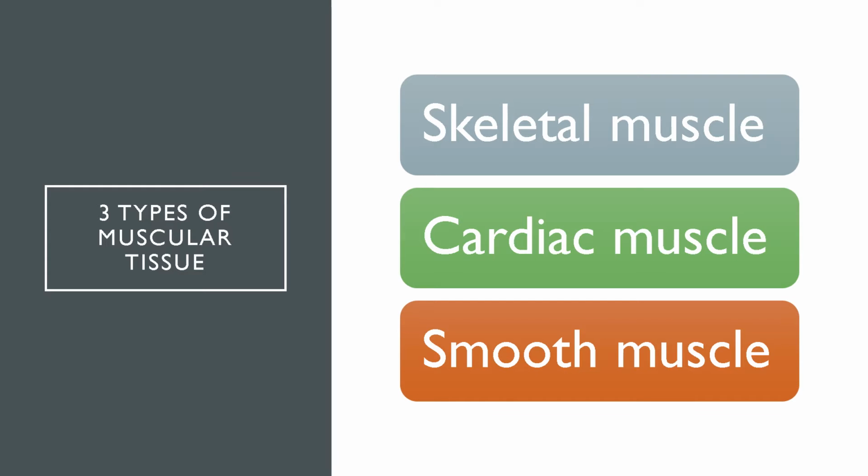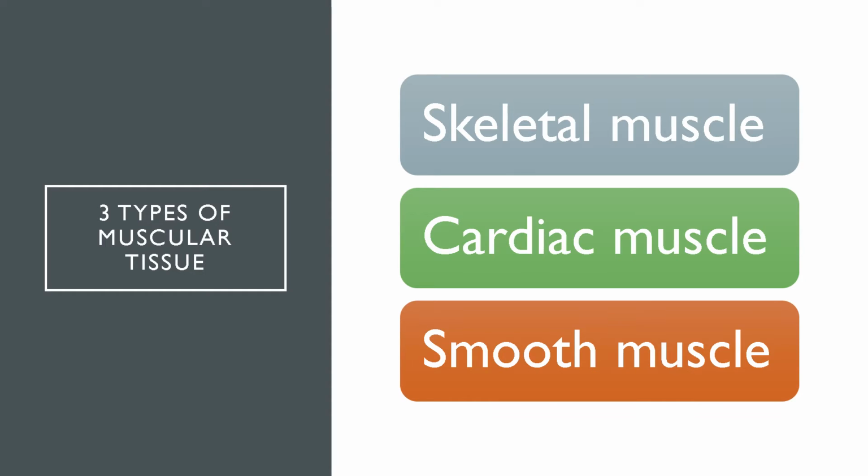Now there are 3 types of muscular tissue. These are skeletal, cardiac, and smooth muscle. And even though they share many properties, they do differ from each other a lot in their microscopic anatomy, their location, and also how they're controlled by the nervous and endocrine systems.